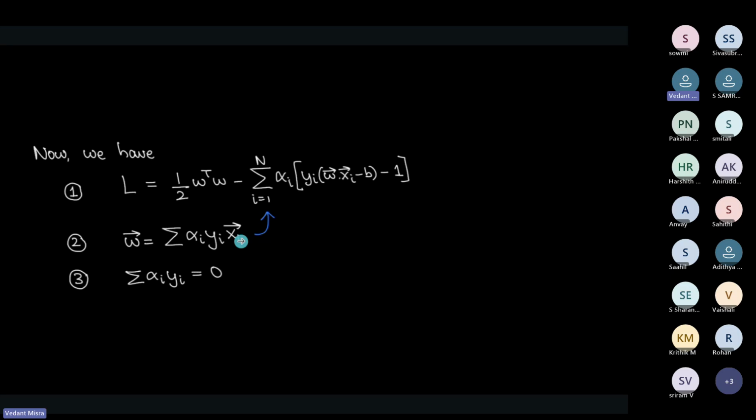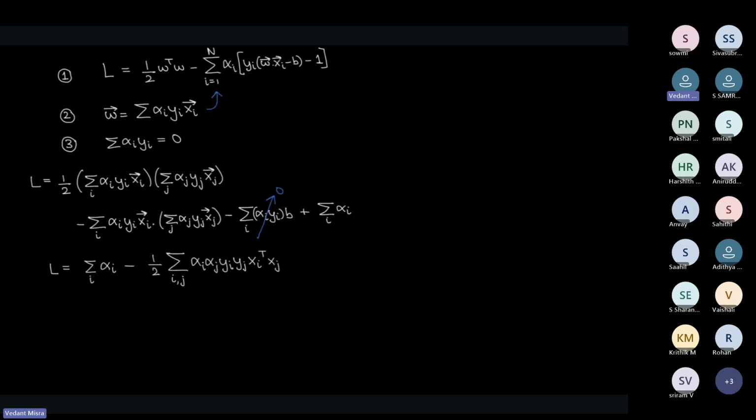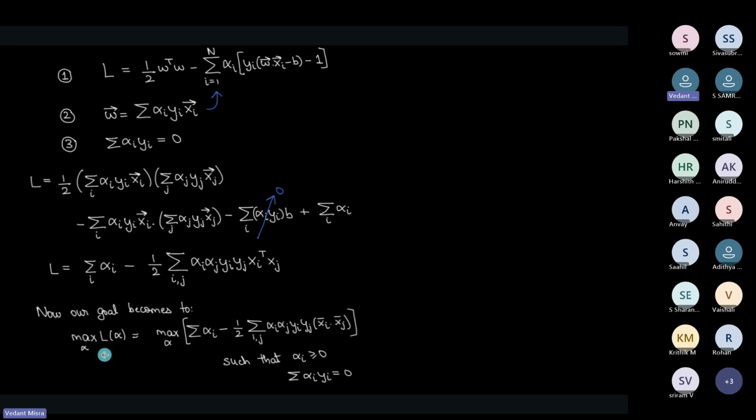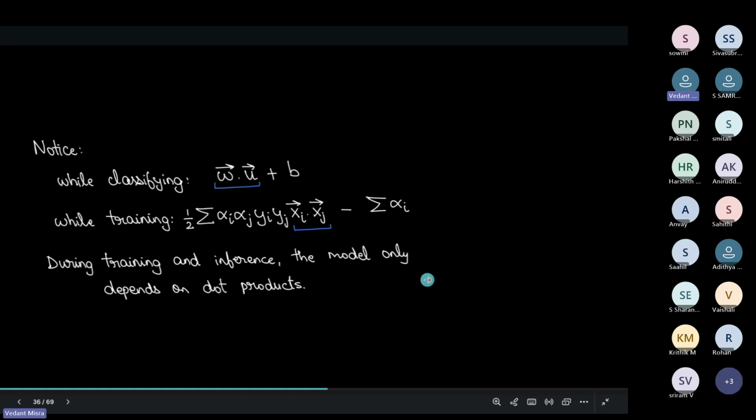So a simple way to do this, you just put this into this expression. You do a bunch of algebra and simplifications, and finally you get this. So now our goal becomes to maximize this function such that alpha is greater than 0 and sigma alpha y is equal to 0. Over here, if you see, there's no w, there's no b. So that's what we wanted. It only depends on alpha. This form is called the dual.